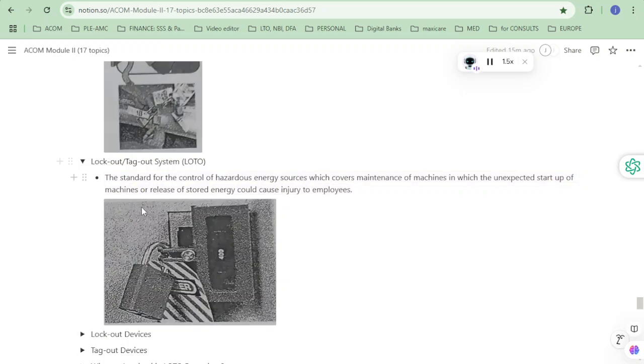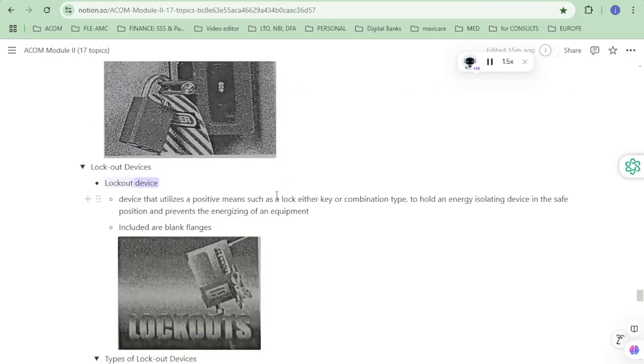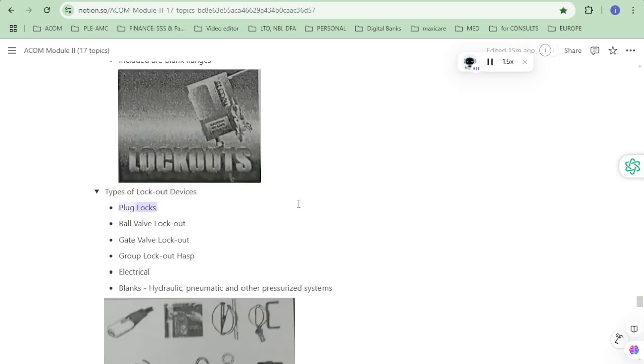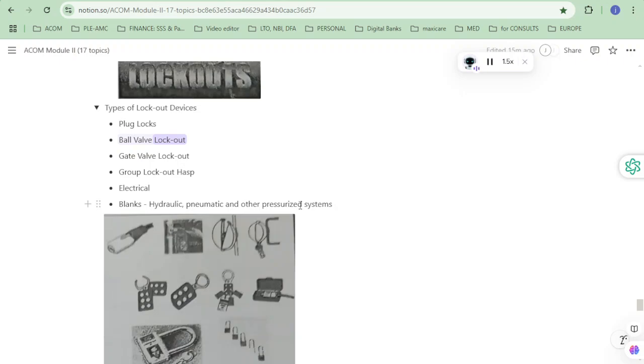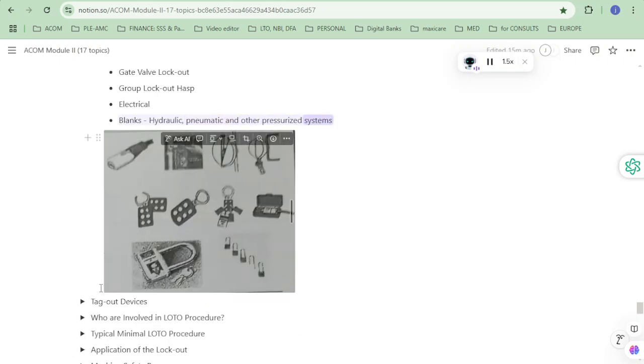Lockout devices. Lockout device. Device that utilizes a positive means such as a lock, either key or combination type, to hold an energy isolating device in the safe position and prevents the energizing of an equipment. Included are blank flanges. Types of lockout devices. Plug locks. Ball valve lockout. Gate valve lockout. Group lockout HASP. Electrical. Blanks, hydraulic, pneumatic, and other pressurized systems.